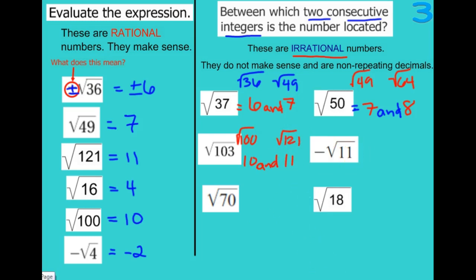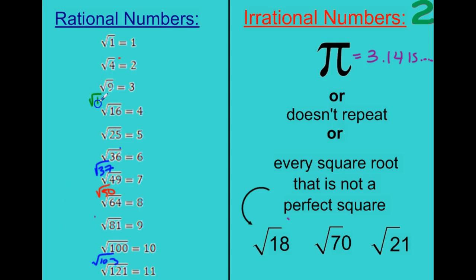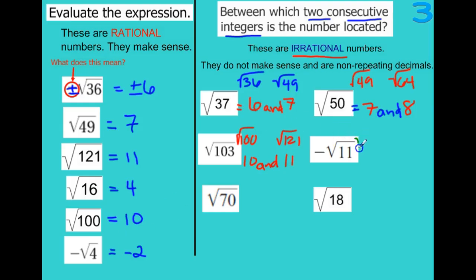So let's find the square root of negative 11, our next one. 11 is between 9 and 16, the square root of 9 and the square root of 16. And both these numbers are negatives as well. So the square root of 9 is 3, so negative 3. And the square root of 16, and it's negative, so negative 4.